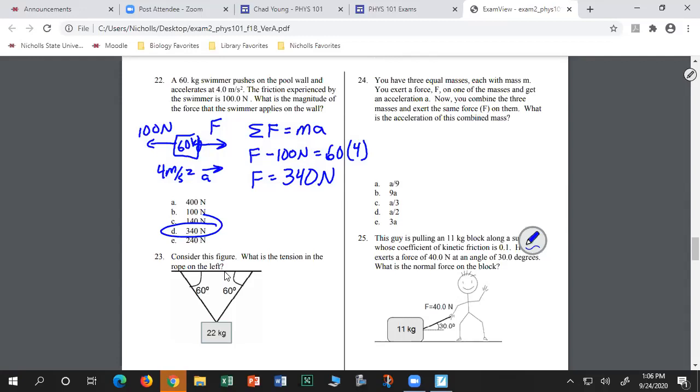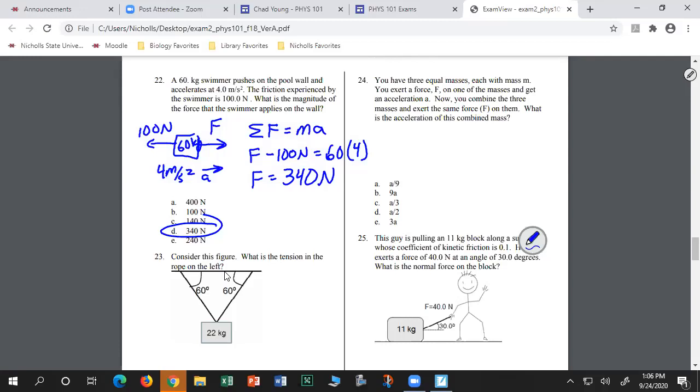And then I show my forces on it. I have one force, the force pushing off the wall, in this direction. This is my resistive force, or the frictional force, the water pushing on them. And then my acceleration is to the right. That's step number 1. There is no step number 2 because they're already resolved.